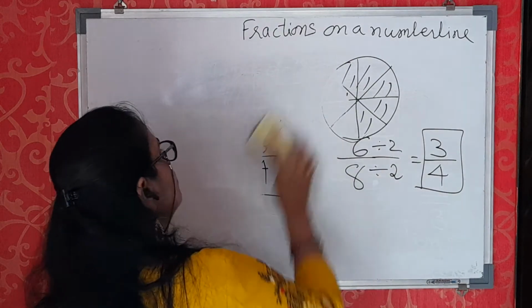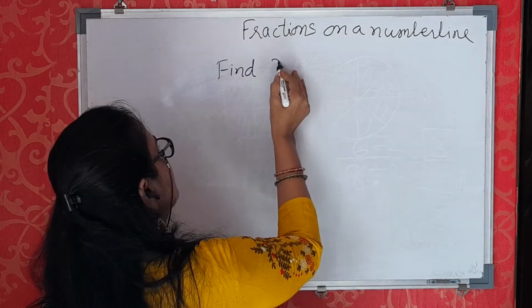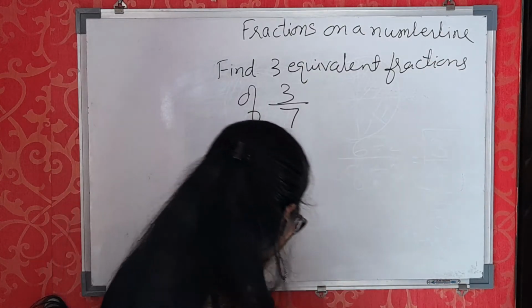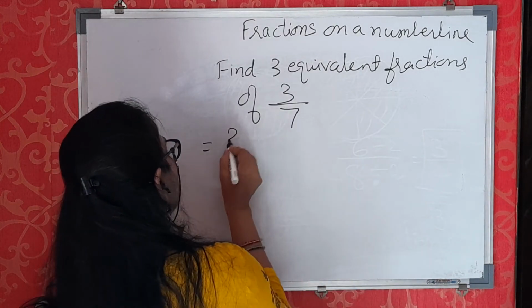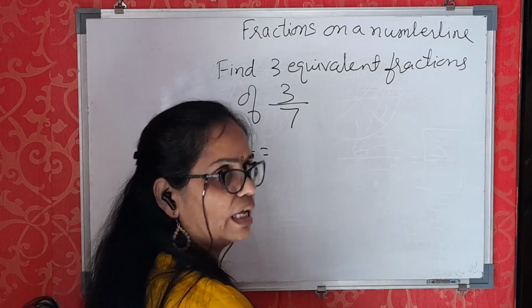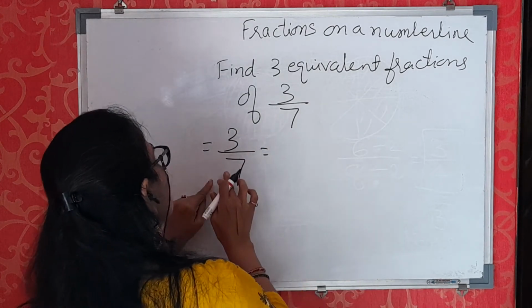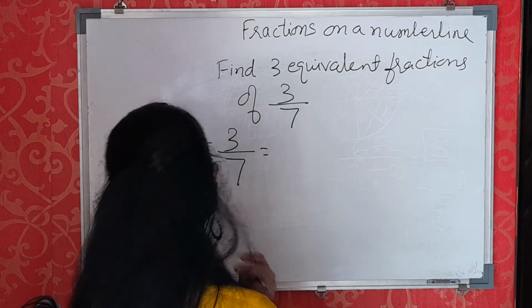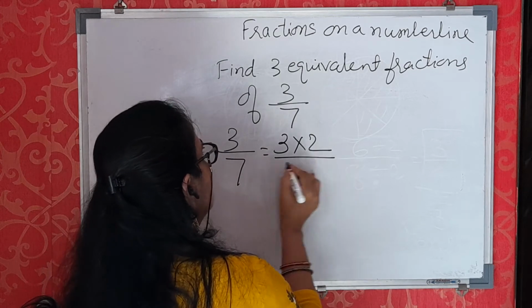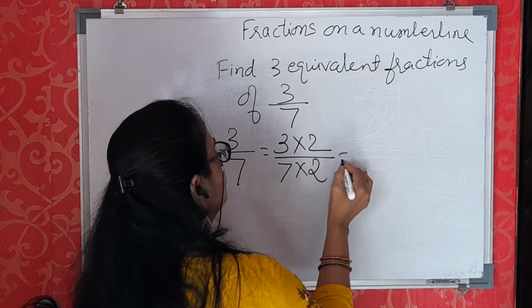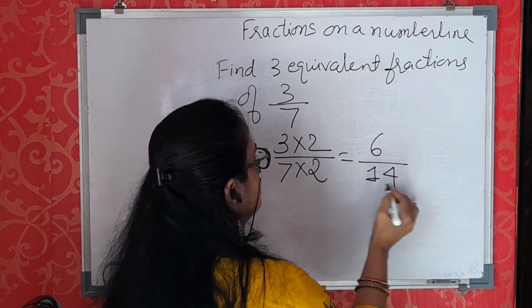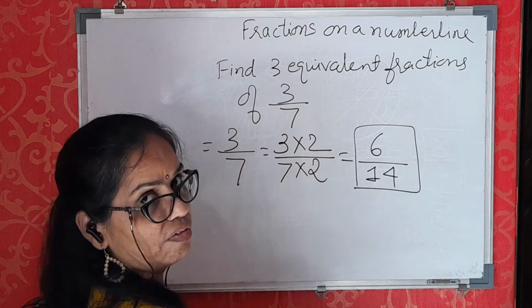Understood? Now if it is asked, find 3 equivalent fractions of 3 upon 7, how will you find them? Take 3 upon 7, in the numerator the table of 3, in the denominator the table of 7. So 3 ones are 3, 7 ones are 7, it is already there. Now what will you do? You will multiply 3 by 2 and multiply 7 also by 2. 3 2s are 6 and 7 2s are 14. That way you are finding the equivalent fraction.